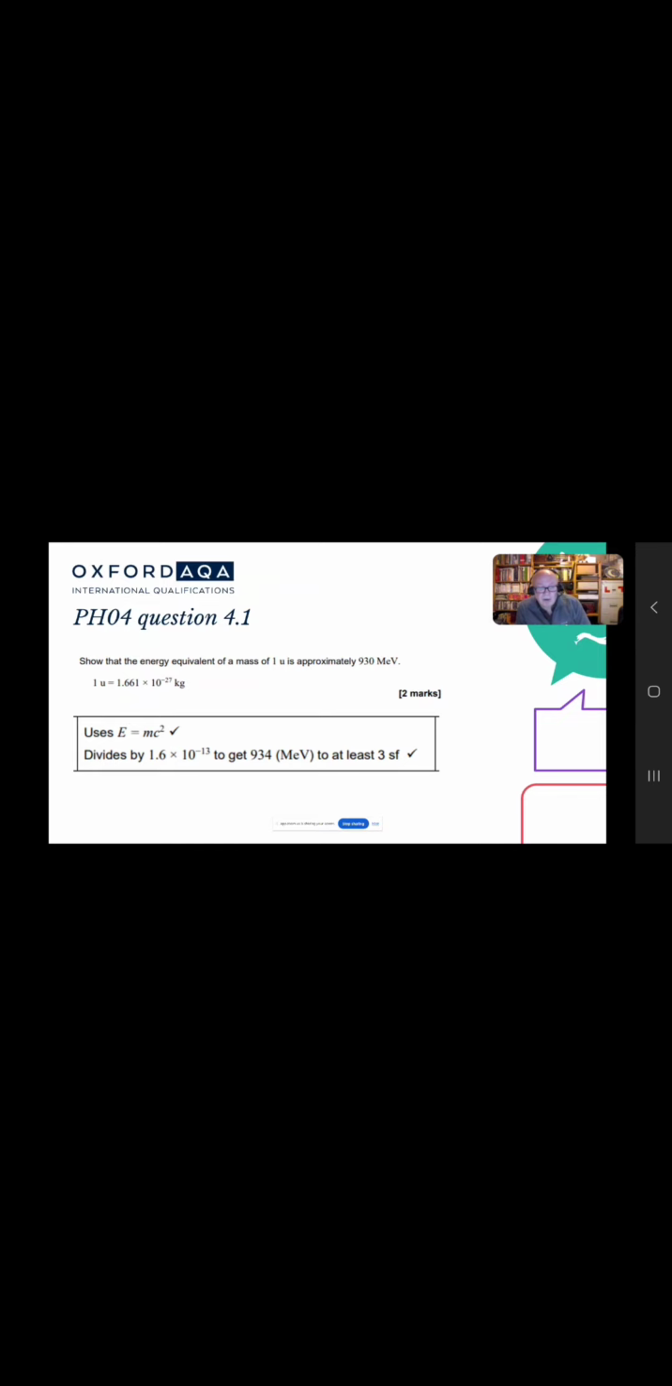And then we're looking for a particular answer. And we're looking to get 934 to at least 3 SF. And that is important because there is a unit, a U value on the data booklet. And you'll see in a minute the people who used that and so basically didn't answer the question didn't get the mark. But here is the mark scheme. It's a fairly typical mark scheme for us in that each marking point has a tick associated with it, and there's 2 clear marks. And here's 3 answers.